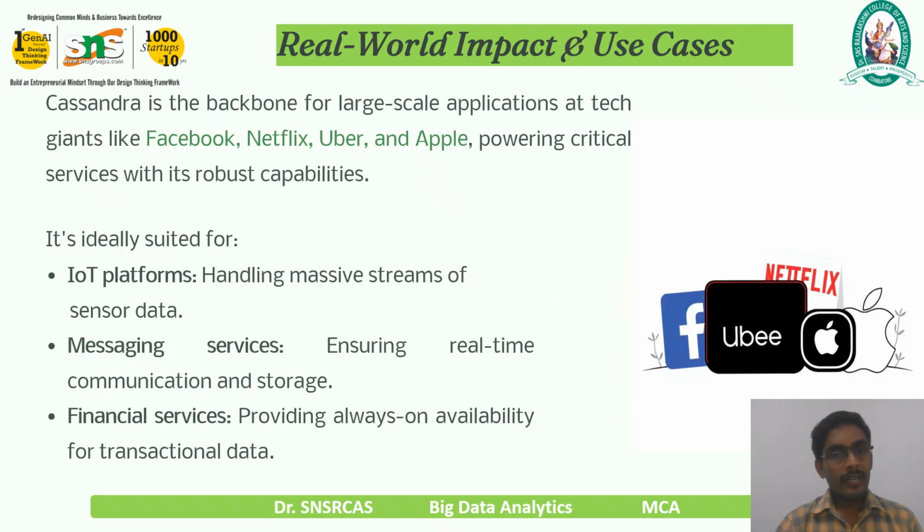And coming to the real world impact of Apache Cassandra. Dear learners, Cassandra is not just theory. It is used by tech giants like Facebook, Netflix, Uber, and Apple to run critical services. It's perfect for IoT platforms, messaging services, financial systems, and basically any application that needs to handle massive data streams reliably and in real time.